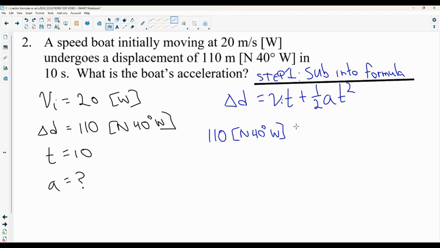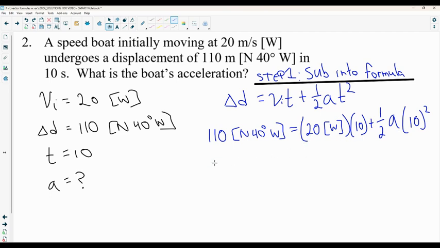Okay, so we're subbing into our formula. Our initial velocity is 20 to the west, and we're multiplying that by the time. So the time is 10. So let's write it like that. And then we've got our 1/2, and we've got our acceleration. We don't know our acceleration, so we're just going to leave that as an A. And then we've got our time squared. Our time squared is 10 squared, which we know is 100.